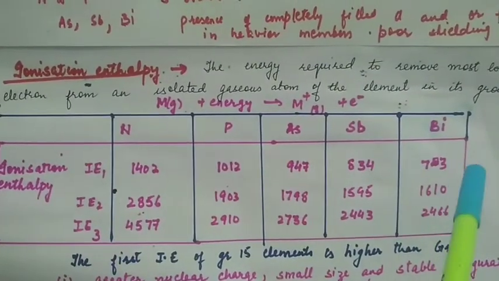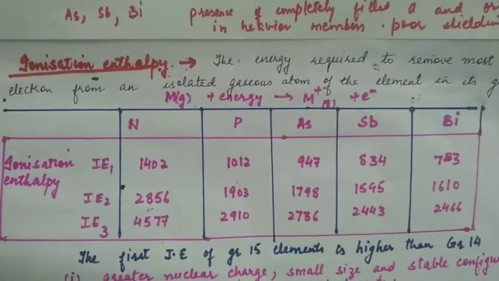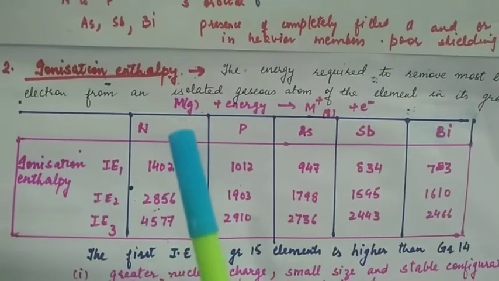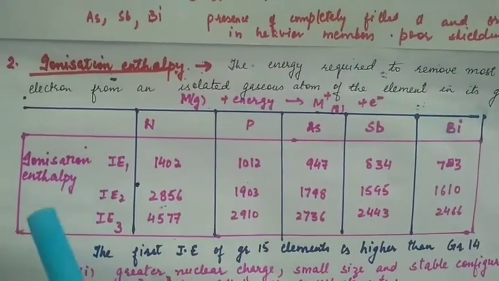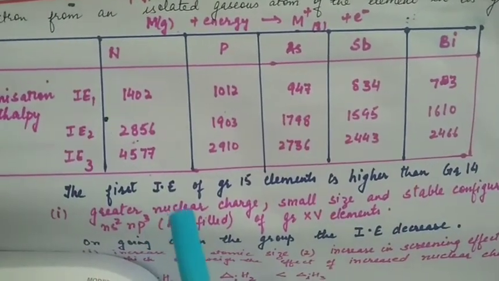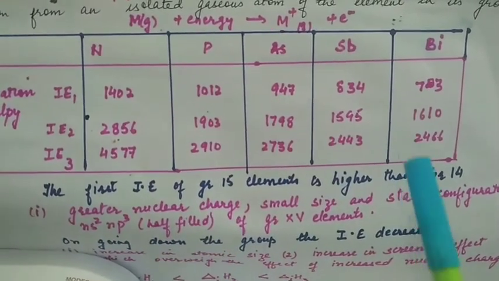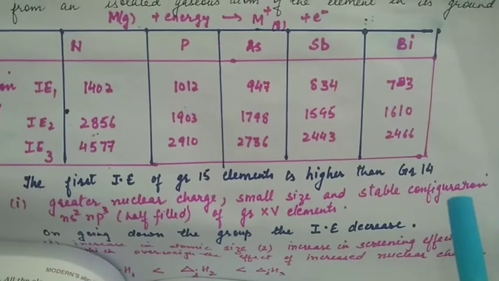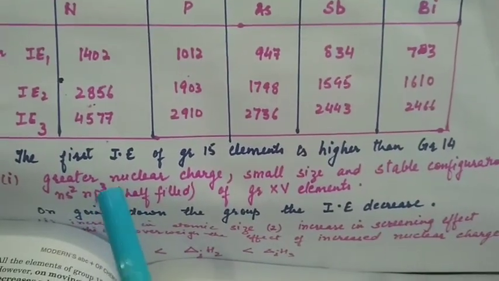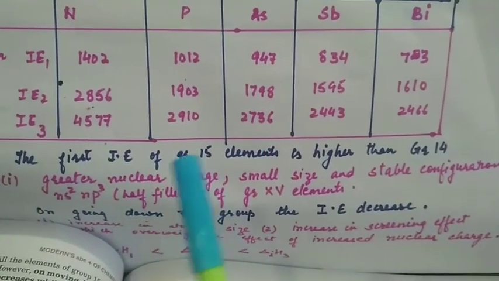First ionization enthalpy decreases as we go down the group. Also, the first ionization enthalpy of the nitrogen family is greater than that of the carbon family, group 14. This is because the elements of group 15 have greater nuclear charge, small size and stable configuration. ns2, np3. np3 is exactly half filled, and you know half filled configurations are more stable.